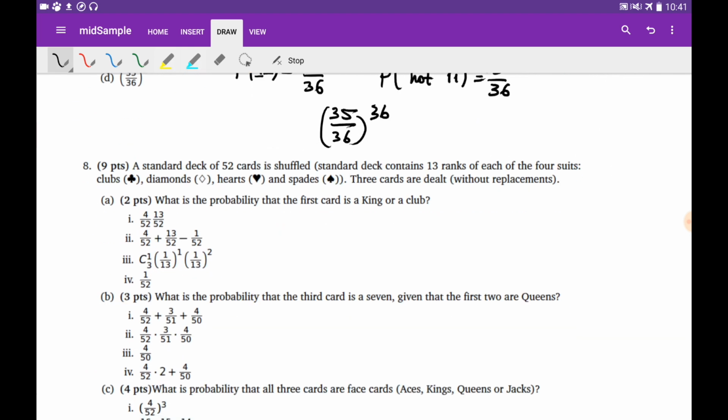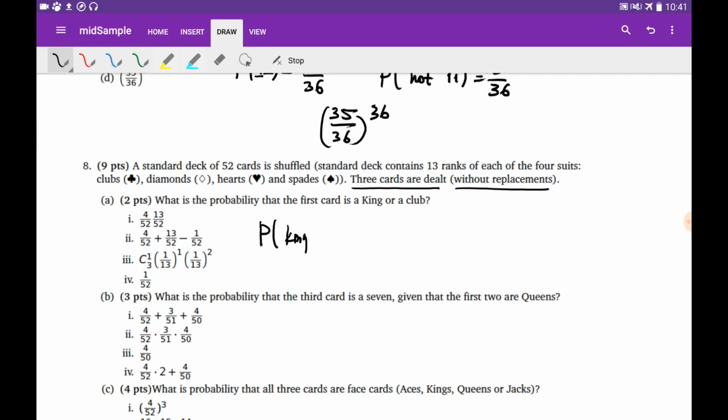Problem number 8. So there is a standard deck of cards. We're going to choose 3 cards without replacement. It means that we will not put the card back into the deck. So what is the probability that the first card is a king or club? So we need to use the addition rule.